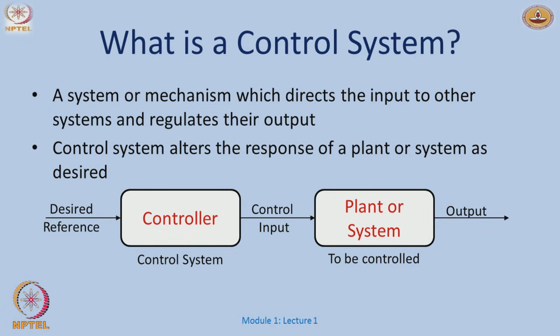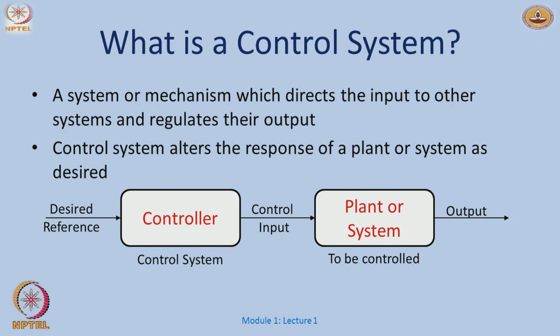Okay. Now, what are the implications of this on control? Well, what is a simple control mechanism? A simple control mechanism could be a mechanism which directs the input, takes it through other systems and regulates their output. And a control system also alters the response of a plant or a system as desired.